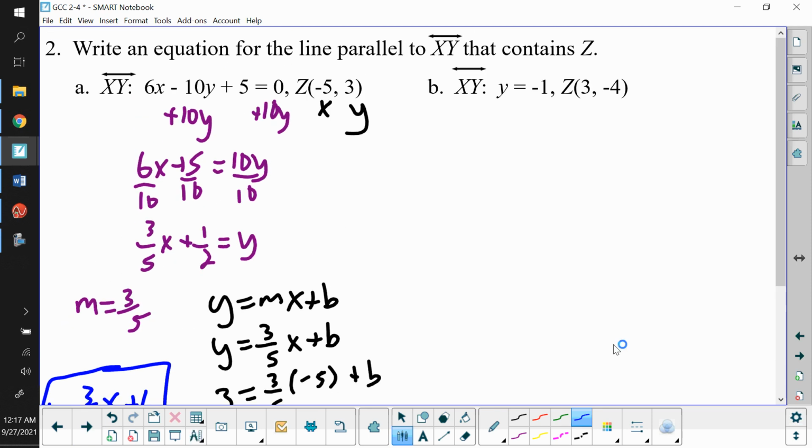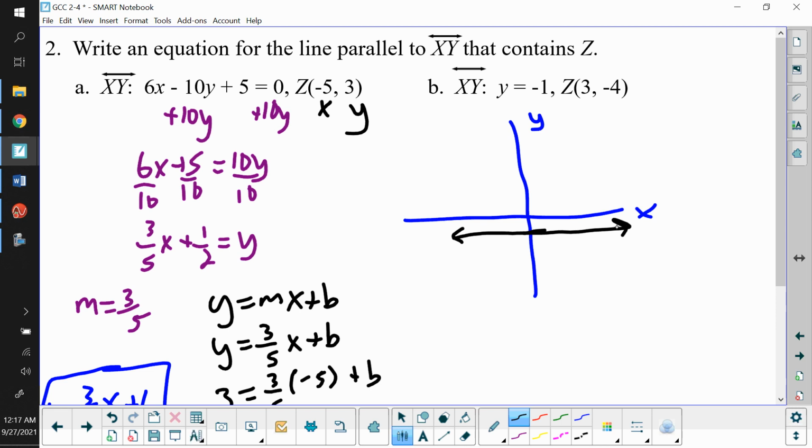If we go to part B in question 2, we've got a special case. We've got y equals -1. Well, let's take a look at what y equals -1 looks like. Here's our x-axis, here's our y-axis, here's -1 on the y-axis, and that's just a horizontal line at y equals -1. Well, we want to pass through 3, -4. If we plot that quick, that point's right here. So a line parallel to y equals -1 that goes through that point would look just like this. Well, it's just another horizontal line.